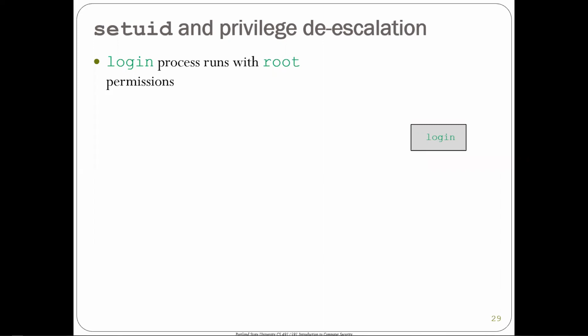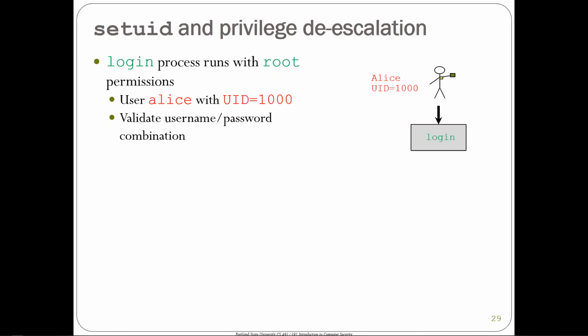So in green, you have the root user running this login process. And then you have a regular user in red, Alice. And this regular user has a UID of 1,000. The regular user is going to enter the credentials into the login program. The login program is going to validate the username and password combination. And then the login program is going to fork, assuming the login is actually valid.